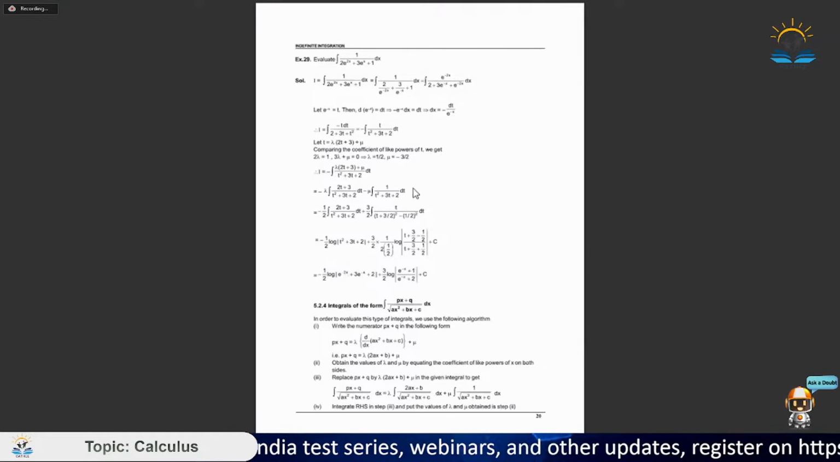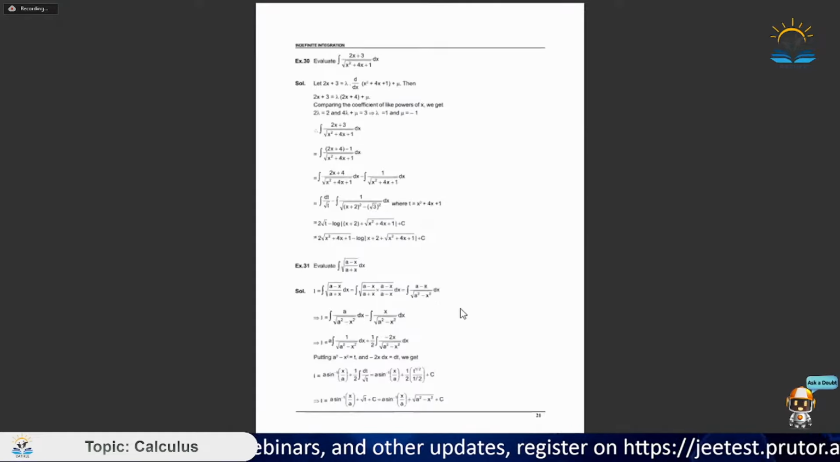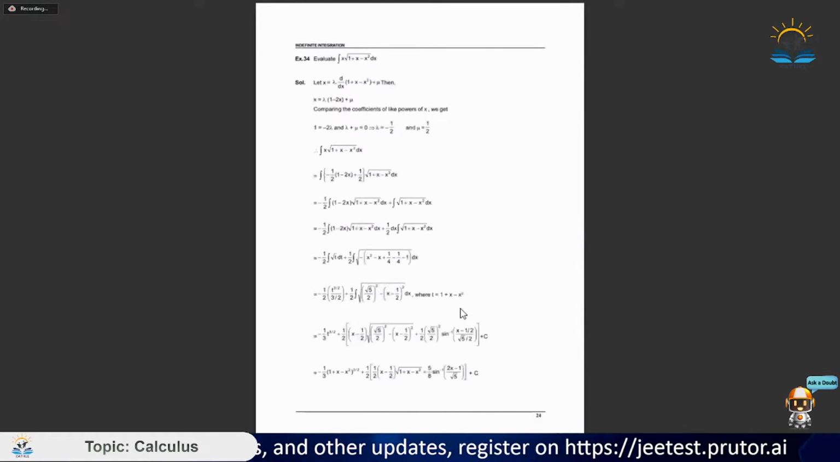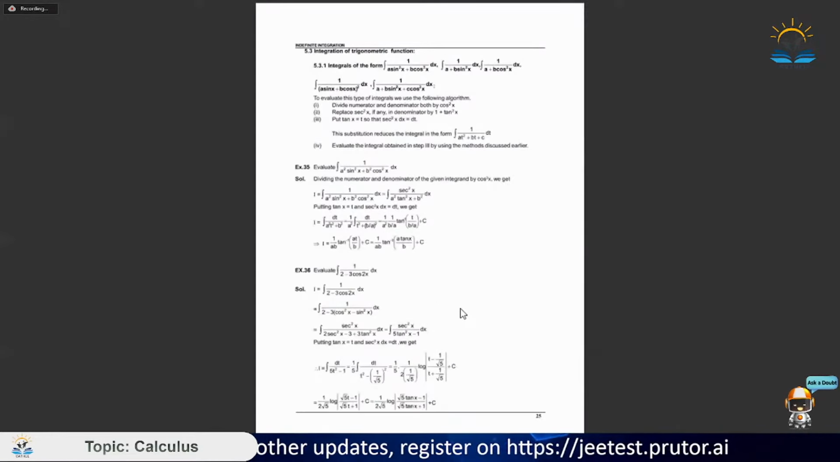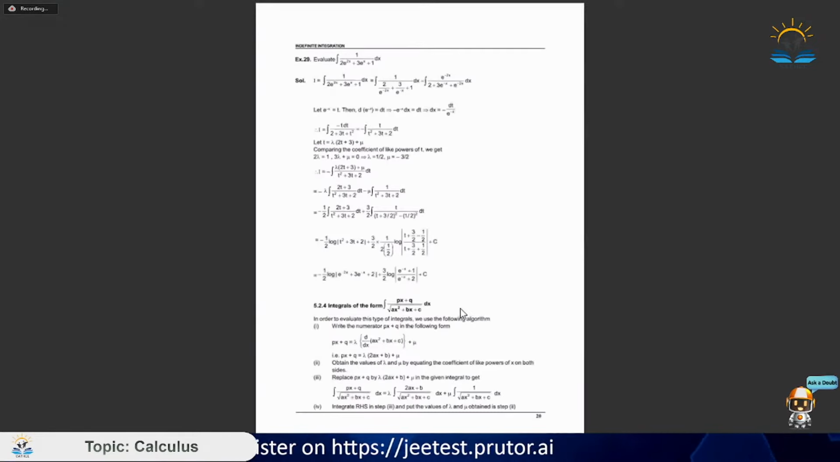Okay, so these were the 10 basic forms that we saw here. Now let me see if we can see some more basic forms. Let us complete this 5.2 part. 5.2.4, which is the 13th form. What does this say? It is linear upon root quadratic.